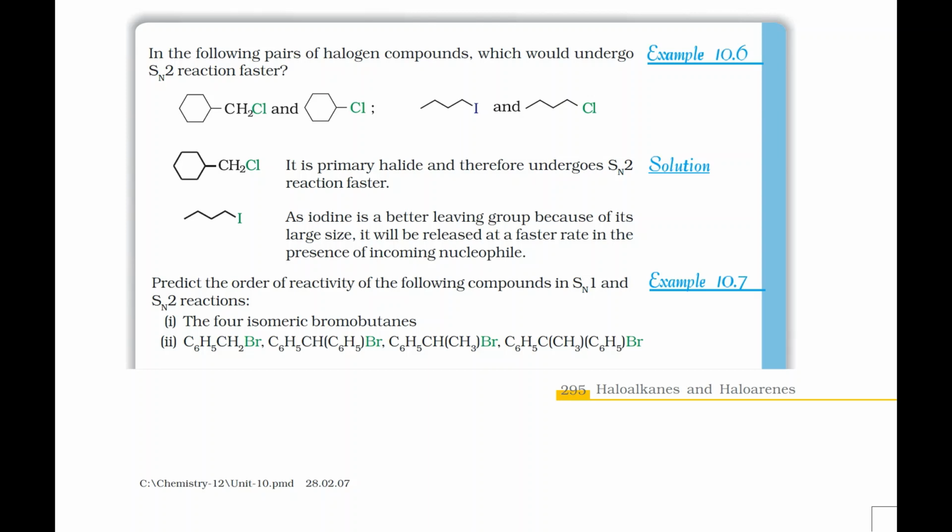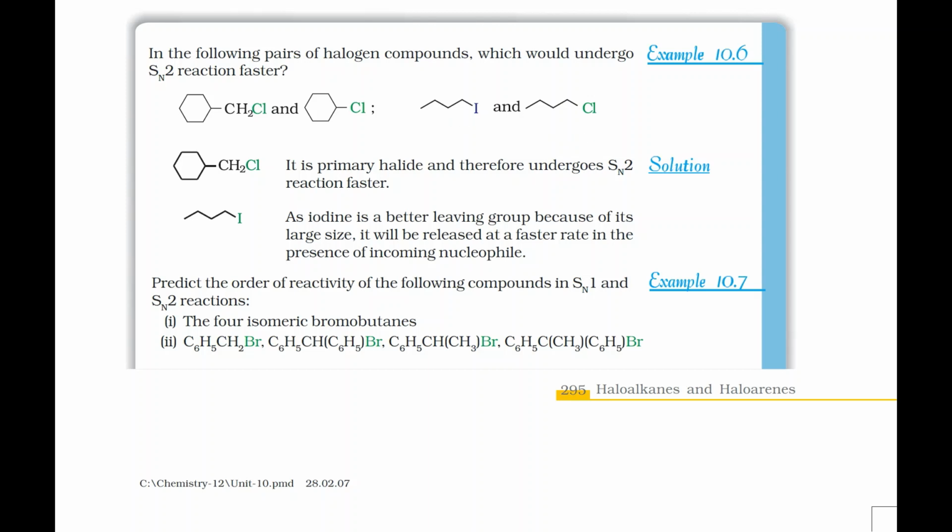But if you consider the second pair, as I told, the C-I bond versus the C-Cl bond. Which is the better leaving group? Iodine. As iodine is a better leaving group, because of its large size the bond length is higher, and it will be released at a faster rate. That's why iodides undergo SN2 or nucleophilic substitution reactions with high reactivity. Both are primary alkyl halides, so that's why they are undergoing SN2 reaction.